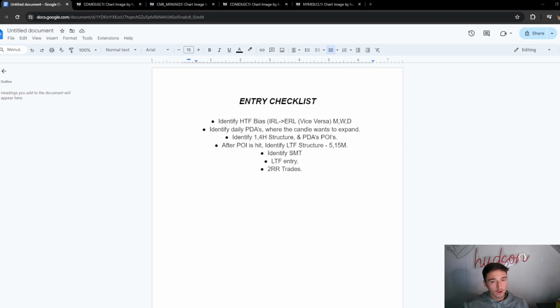So we're going to be going over these checklists, and we're going to go over the 4 trades that I took this week, 3 wins and 1 loss. We're going to go over those 4 and see if they all met the criteria on this checklist. So for my entry models, for me to enter a trade, this is what it has to do.